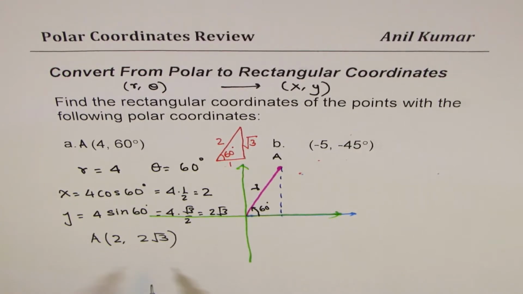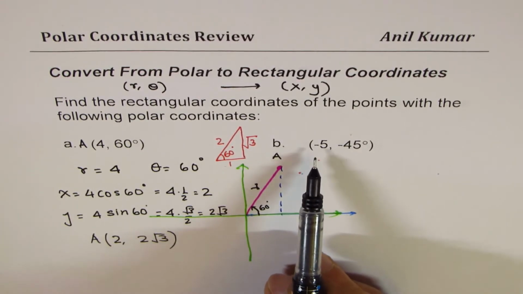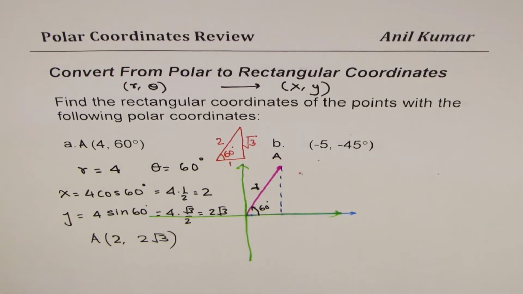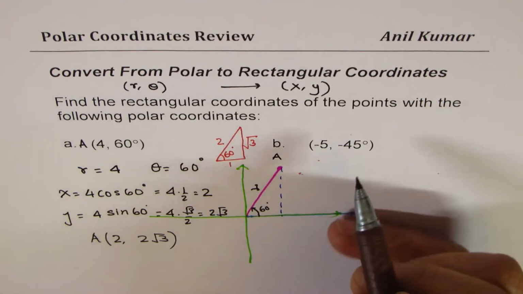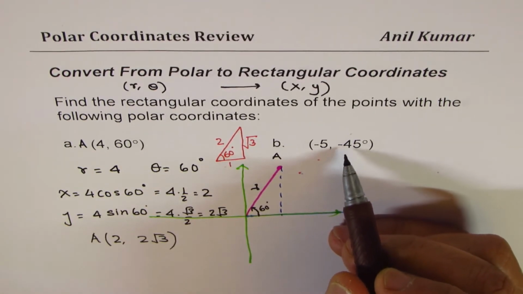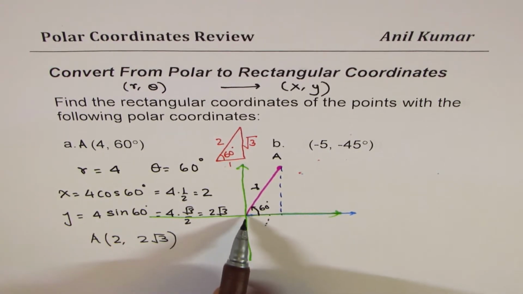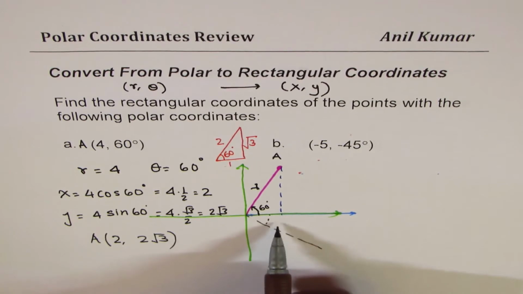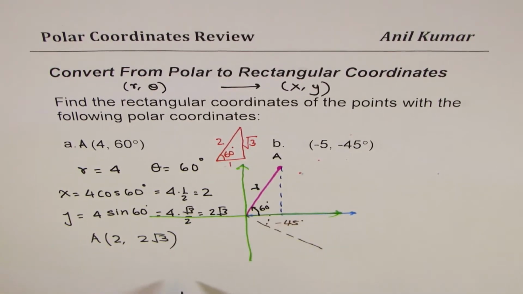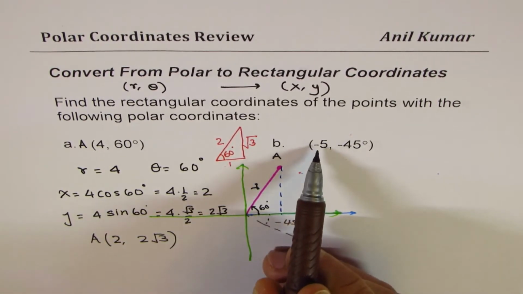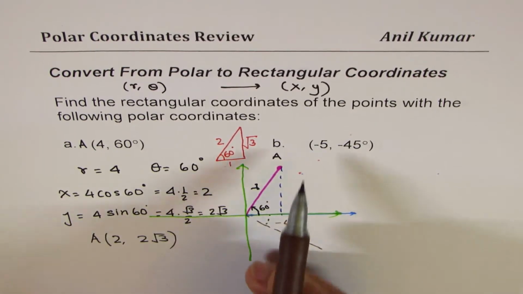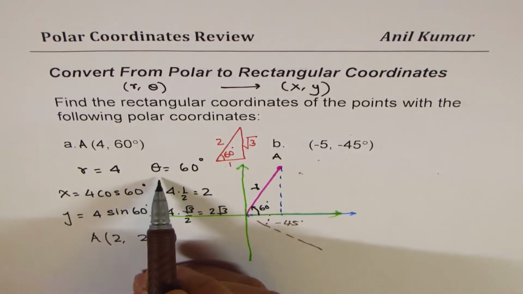Now, I'd like you to pause the video and do the next one, which is (-5, -45°). First question is, how are you going to represent it? It is good practice, right? We are reviewing all this. Whenever we say minus 45, we are going to look at this line, which is minus 45. On this, we'll plot 5. And since it is minus 5, we're going to reflect it on this side.